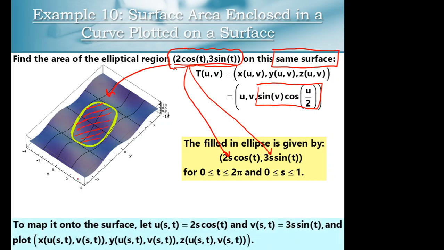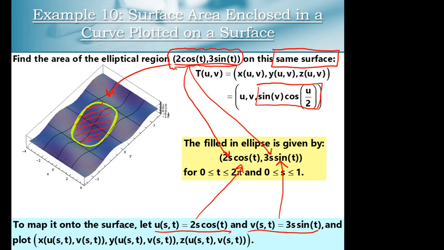Now we need to map that elliptical region onto our piece of surface, which really just means plugging stuff in, right? So look what we have going on down here. If we say that u of s,t is equal to 2s cosine t, by the way, that's from right up here, and if we say that v of s,t is 3s sine t, by the way, that's from right up here, we could throw that into our x of u,v, y of u,v, z of u,v.